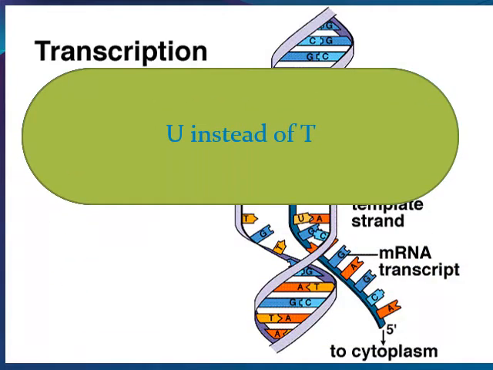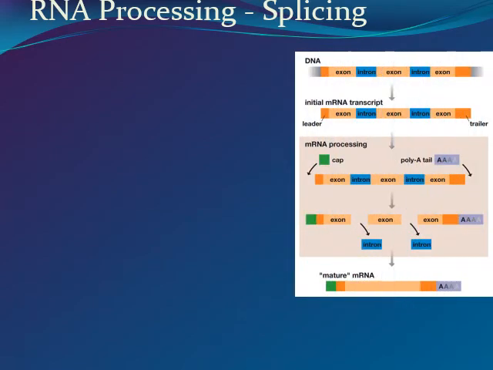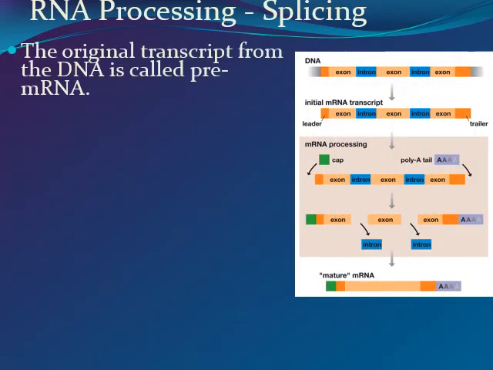The base pairing is the same in both replication and transcription, but transcription differs from replication by the presence of uracil instead of thymine. There is no thymine in RNA. Messenger RNA is processed and spliced. The original transcript from the DNA is called pre-messenger RNA.